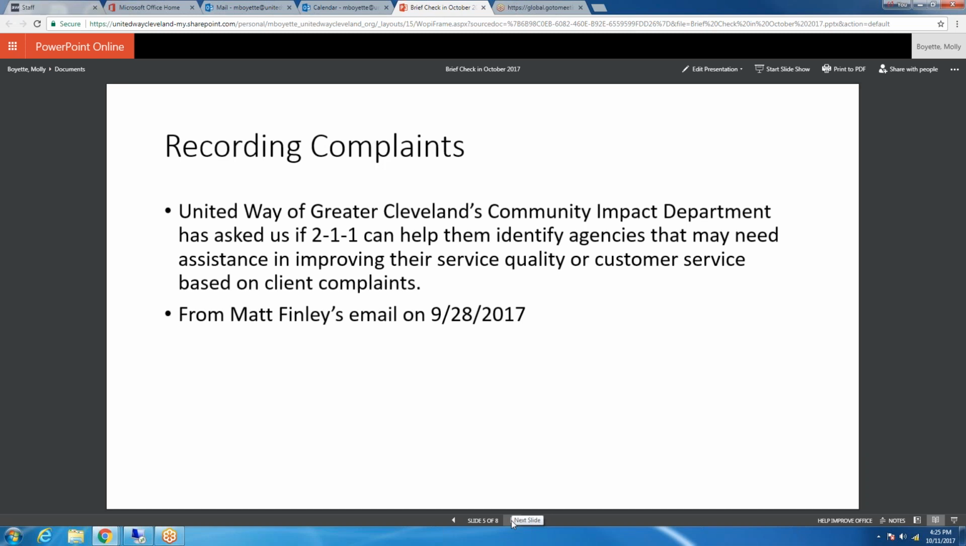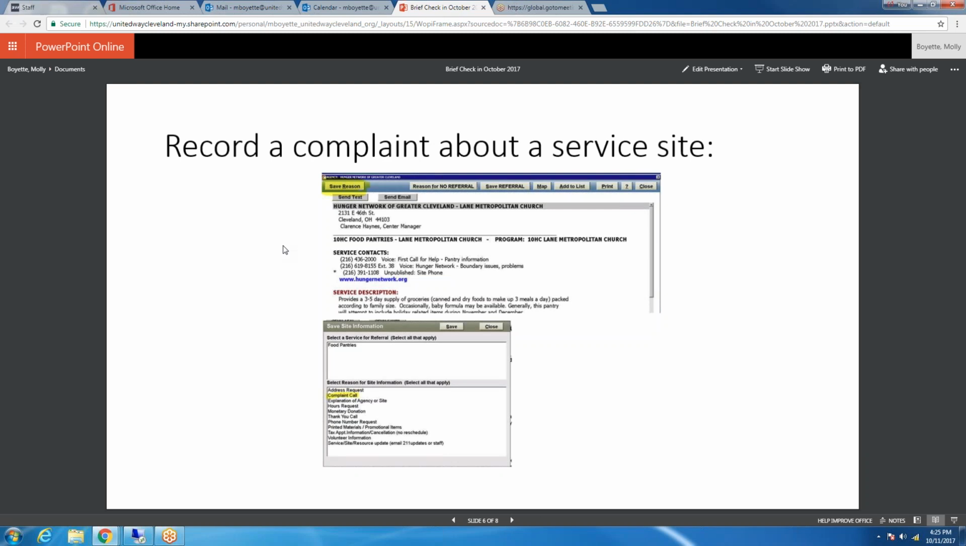Our community impact department has asked if 211 can help them to identify agencies that might need some assistance in improving their service quality or their customer service based on client complaints. So the next couple slides are just cut and pasted directly from Matt Finley's email. This first example is I am going to record a complaint about a service. In this example that he used, this is the Hunger Network at Lane Metropolitan Church.